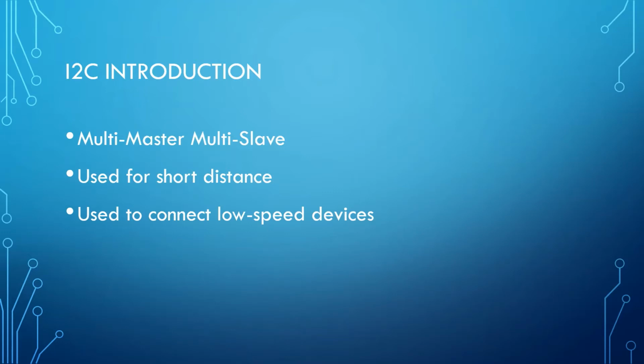It's used for short distance because if we have to use it for long distance, there will be some glitches in the clock line, there will be errors in data transmission, and the cost of data cables will increase. So we use it for short distance. It's used to connect low speed devices like microcontrollers, EEPROM, analog to digital converters and digital to analog converters.